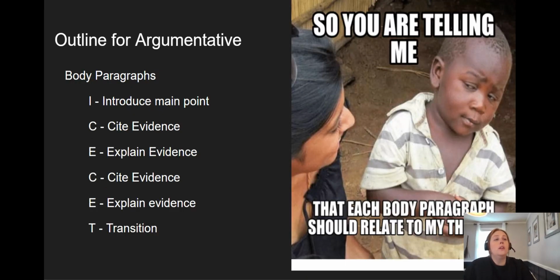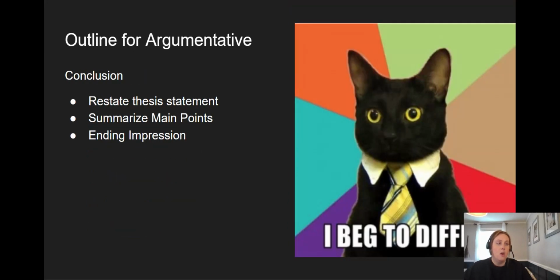So when we're looking at our body paragraphs, we're going to structure this as our ICCTs, right? This is something that we've been practicing in class. This is where you introduce one of your main points. You cite evidence from the text. You explain and elaborate how the evidence proves the thesis. You cite more evidence from the text, explain and elaborate again, and then transition to your next, okay? And then you have your conclusion paragraph.